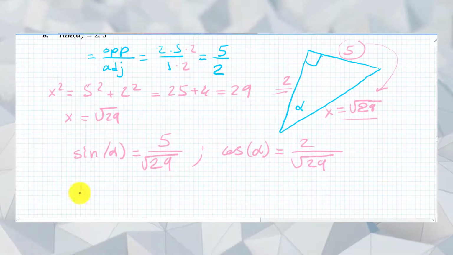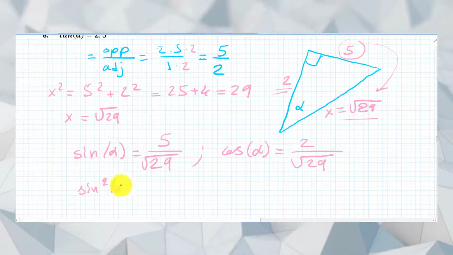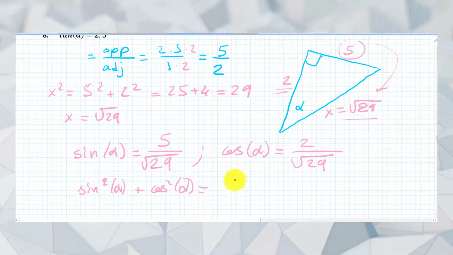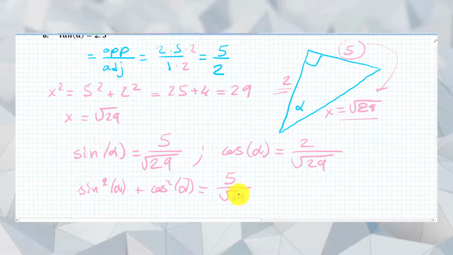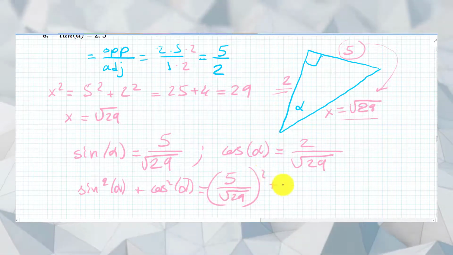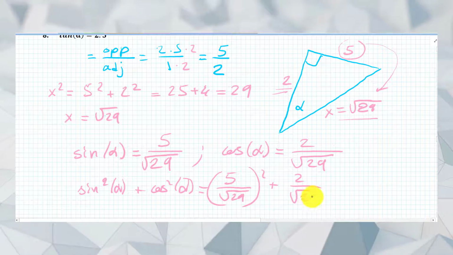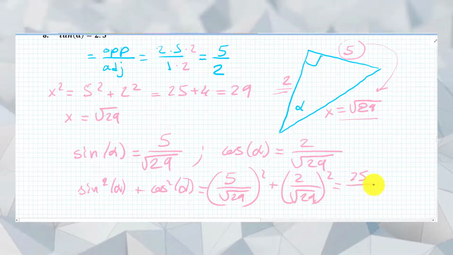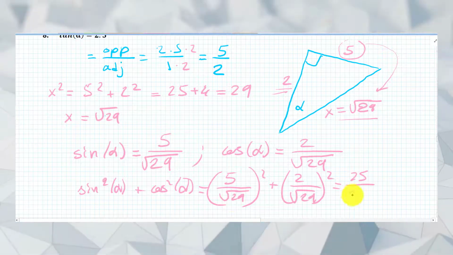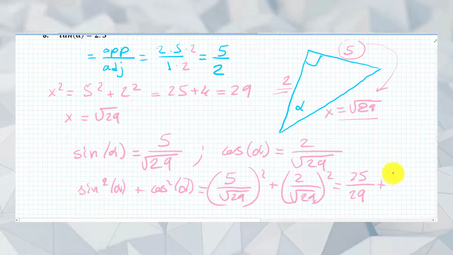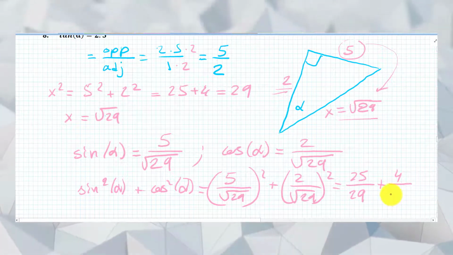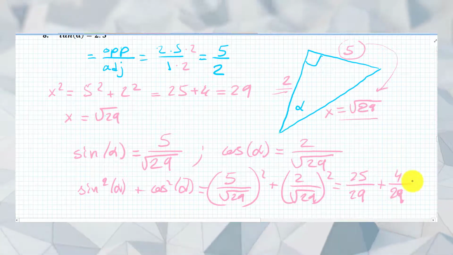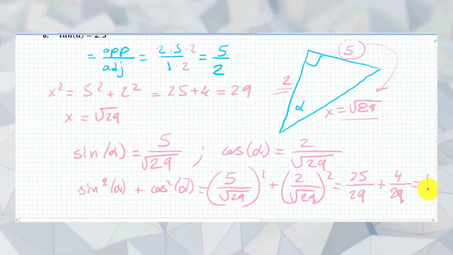Finally, what is sine square alpha plus cosine square alpha? Well, it's going to be 5 over root 29 squared plus 2 over root 29 squared. And so this is 5 squared, 25, root 29 squared, 29, plus 2 squared, 4, root 29 squared, 29. And again, 25 plus 4 is 29. 29 over 29 is 1.